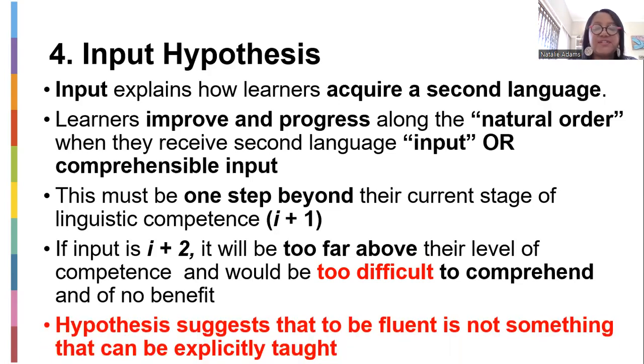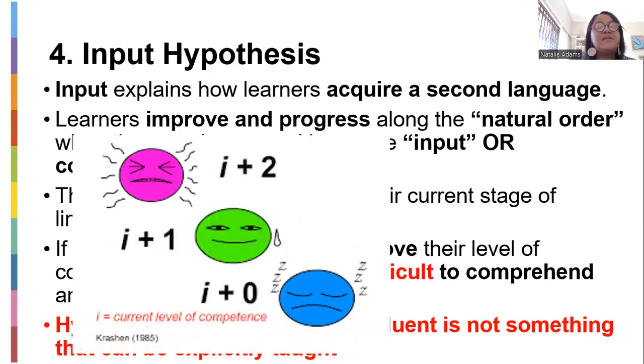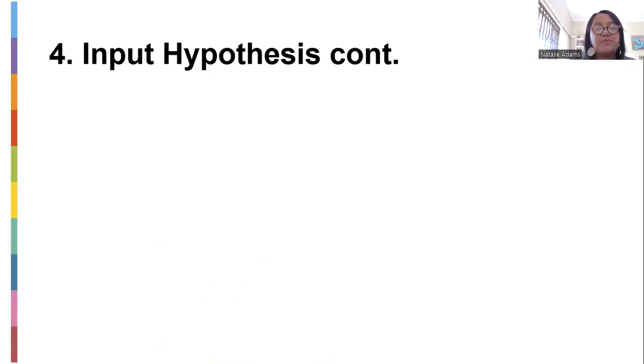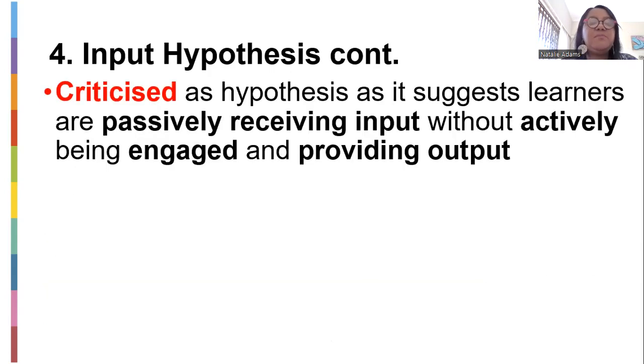The hypothesis suggests that being fluent is not something that can be explicitly taught. For example, if you have information the second language learner already has, but you add two new things, that will be too difficult for the student. If you have information plus one, you will see the smiley face there because they're learning something new. But if it's the current level of competence, or information plus zero, they're learning nothing new, and the child will be bored. Okay, so we're continuing with the input hypothesis.